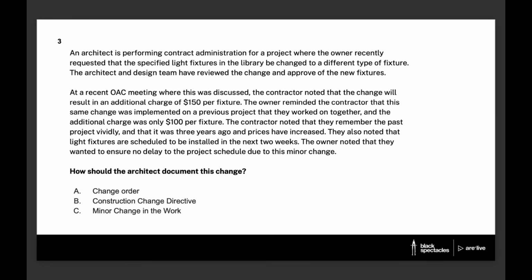Don't do that. So just to recap here, given that this change does affect the cost of the project, there's no disagreement on that. It's going to affect the cost. We just don't know how much. There's not an agreement on what that additional cost is. We can confidently choose choice B, construction change directive, or CCD, to document this change.